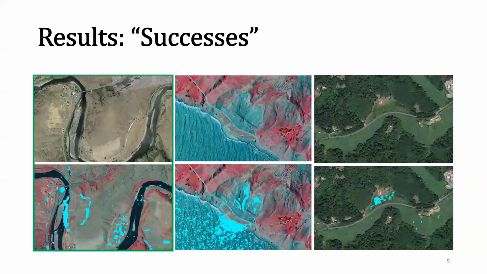So then our successes. We can see on the left one, when you look closely on the top half of that river bend, it almost looks like a landslide just from the satellite image. But when we overlay it with our change detection, we do see that definite cyan color, so that definite change. So that was a success in my eyes. There was a match there.